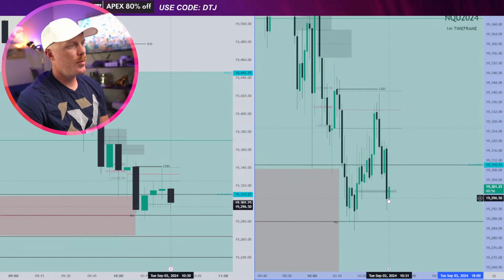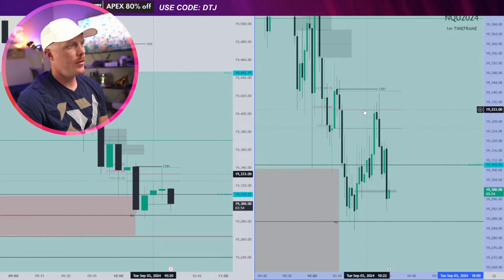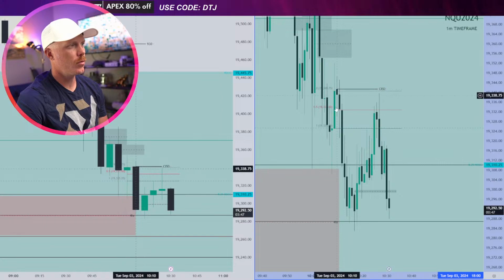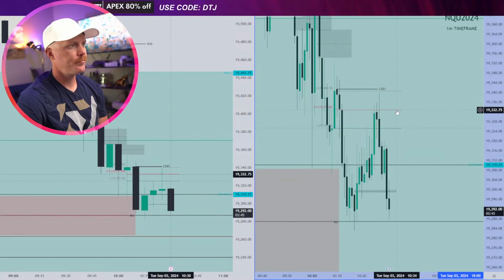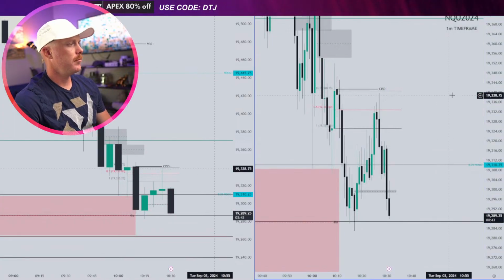We closed below it. And we are respecting this bearish order block right here, with the bodies all closed beneath the mean threshold of this bearish order block. Maybe lower prices.